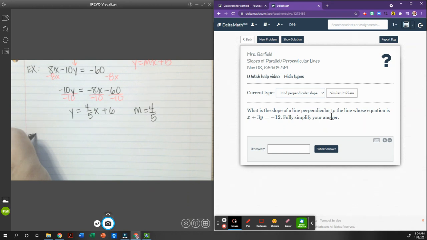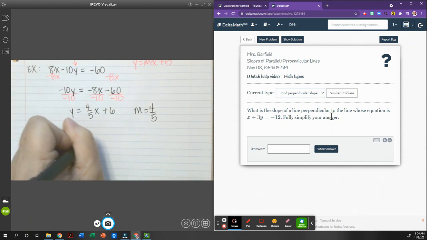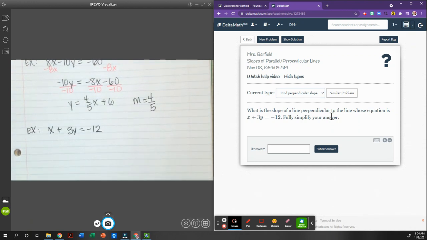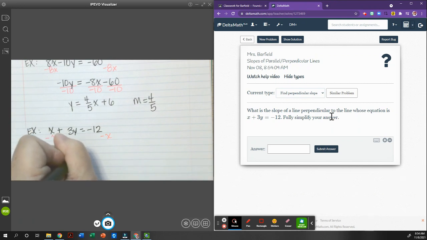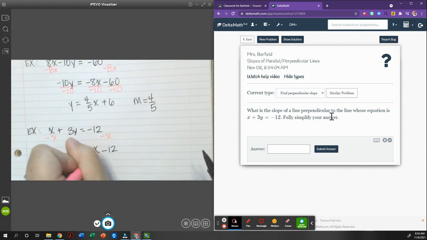All right, so let's look at perpendicular slope because these are the ones that have an extra step to it. All right, so it's the same question, but what is a perpendicular? So x plus 3y equals negative 12. Same thing, I'm going to solve for y. So I'm going to subtract x. So I'm going to write 3y equals negative x minus 12. Then I'm going to divide by 3 because I'm trying to get y by itself. So y equals, I'm going to write that as a fraction, negative 1/3 x minus 4.